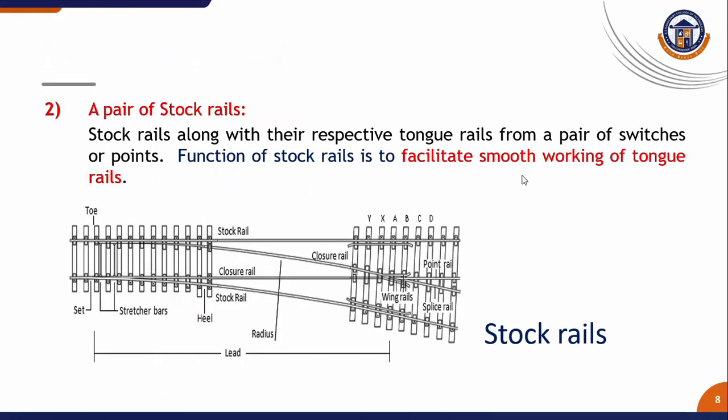Next one, a pair of stock rails. Stock rails along with their respective tongue rails form a pair of switches or points. The function of the stock rail is to facilitate smooth working of the tongue rails. You see the stock rail, closer rail, and then heels, and then stretcher bars, and the radius is also maintained, and wing rails are provided, and proper splice rails are provided, which is a set of the stock rails.